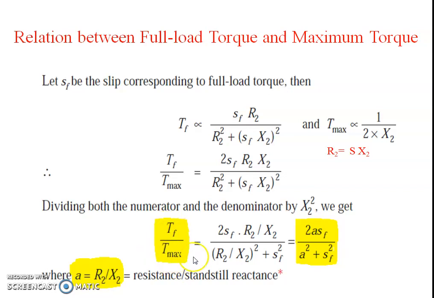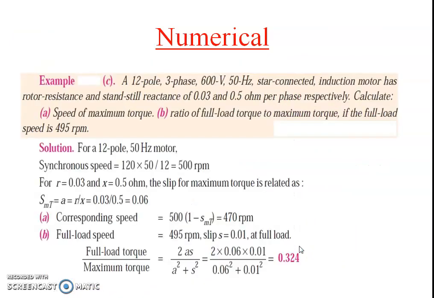TF divided by Tmax equals 2A into SF divided by A square plus SF square. That means A, as we know, equals R2 by X2. So again I'm taking this S. By using this formula, TF upon Tmax equals 2A SF divided by A square plus SF square, I will use this formula directly. So this full load torque to maximum torque equals 2AS divided by A square plus S square.